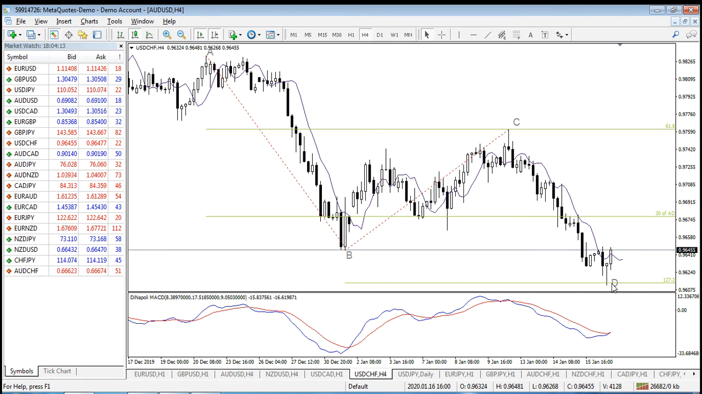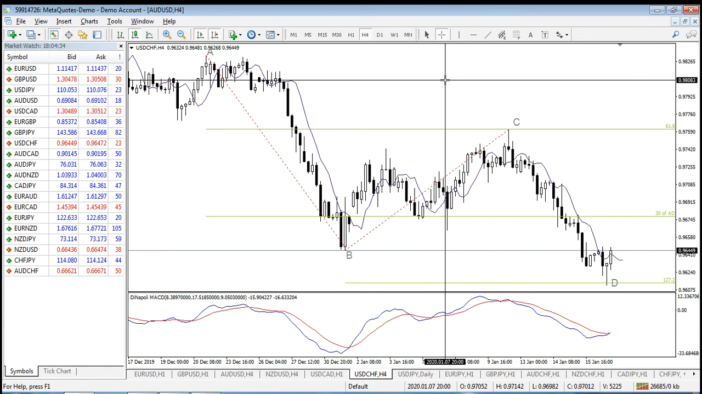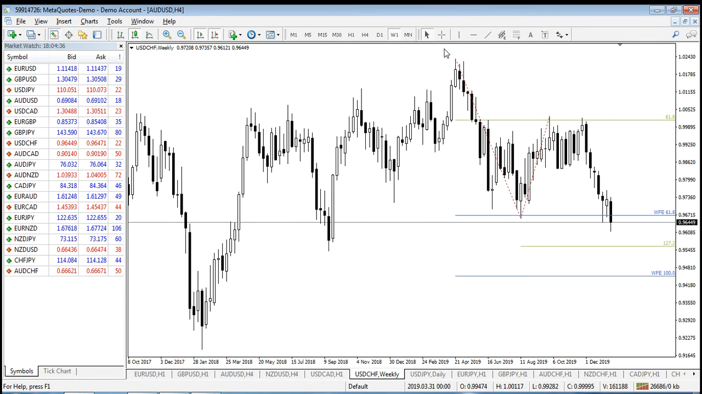As I always say, if a reversal pattern doesn't work for full reversal, it can at least cause a 30% retracement to the upside. So it can make USD CHF go to this area from here. This is the 30% of A to D, 30% of AD, which is 96.77. But I'm not suggesting to buy in USD CHF because we have a downtrend on the longer time frame.